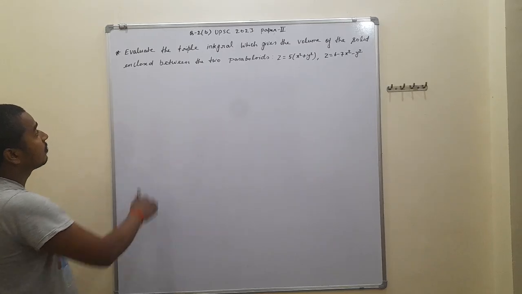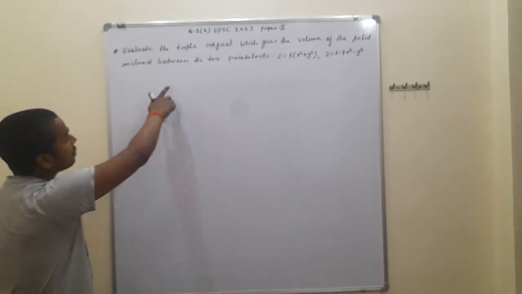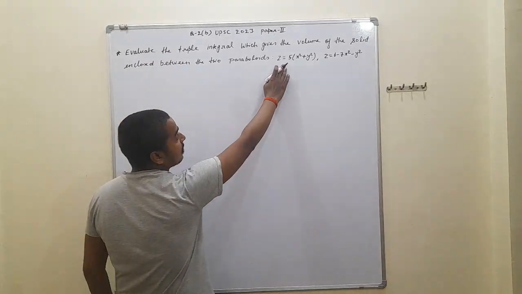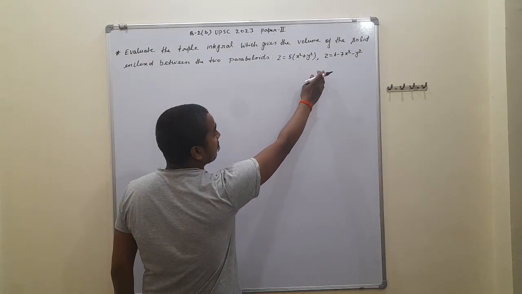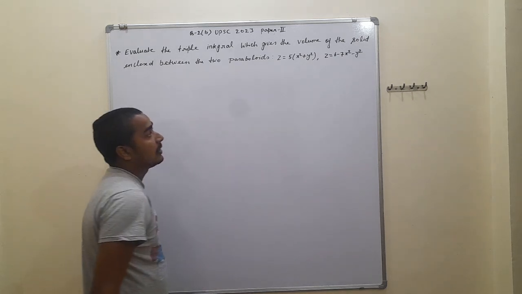Here in the question, find the triple integral which gives the volume of the solid enclosed between the two paraboloids. The paraboloids are given by z is equal to 5(x square plus y square) and z is equal to 6 minus 7x square minus y square. Let's solve the problem.